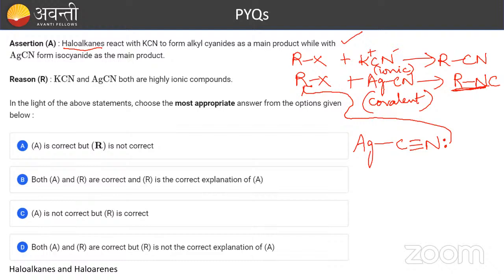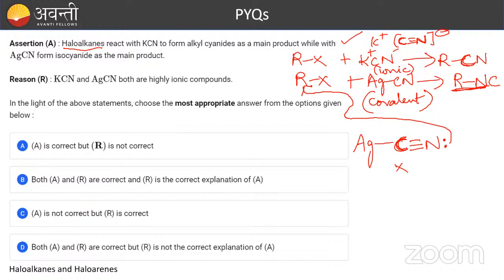But for the ionic species, we have K plus and CN minus, right? So both nitrogen and carbon centers are available. They can form cyanide as well as isocyanide, but cyanide will be more favorable and will form as the major product. But with AgCN, cyanide formation is not possible at all, since carbon is not available to form the bond with the R group. So the assertion is correct.